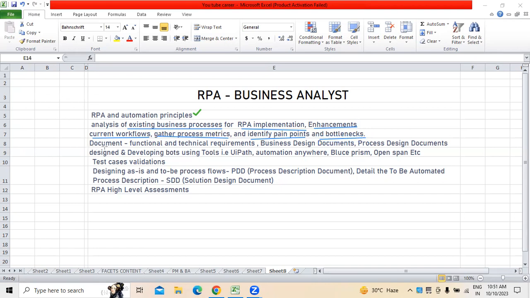Not only this, we need to know about the documentation part. This documentation includes functional and technical requirements, because we prepare different documents like the functional requirements document, technical requirements document, business process documentation, business design documentation, along with the business requirements document and process design documents. Different documentation is needed, because document preparation is one of the key and prominent elements in this. Not only this, one should have experience in designing and developing software bots.